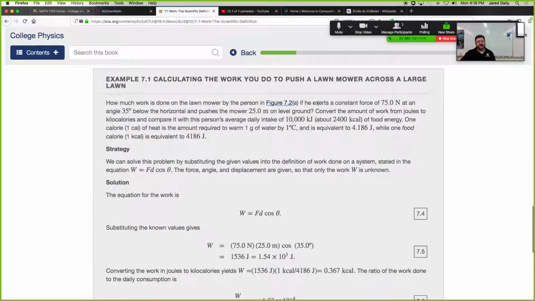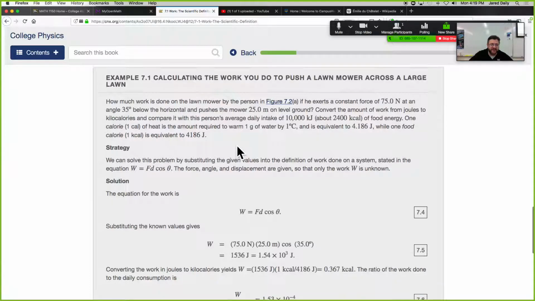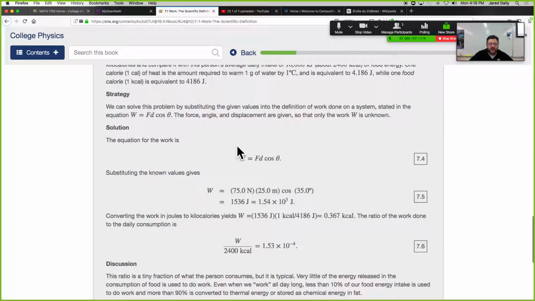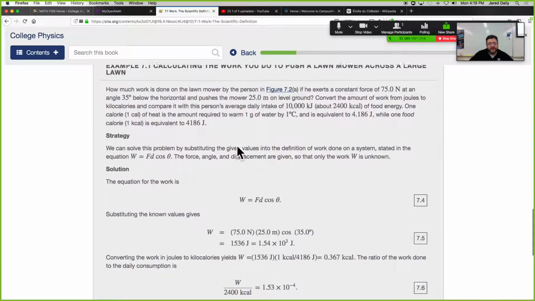So in this problem, they want us to calculate the energy, and they want us to convert it to kilocalories. Now, kilocalories is another unit of energy. It turns out that 1 food calorie, which is 1 kilocalorie, is equivalent to 4,186 joules. So when they say your drink has 25 calories, that's equal to 25 times 4,000 joules, right? That's 100,000 joules of energy.